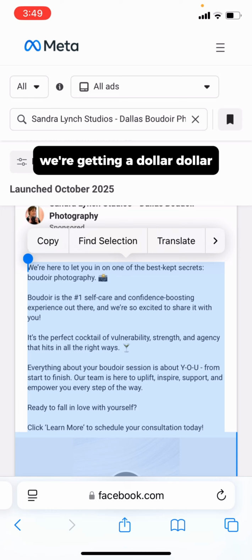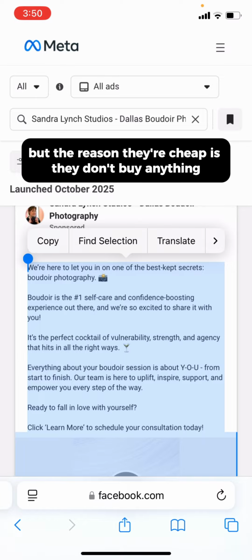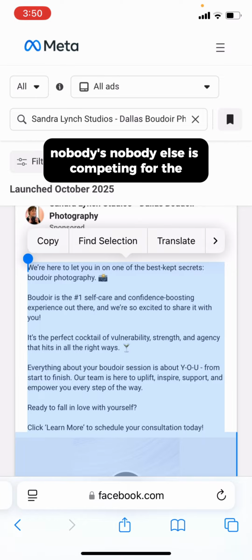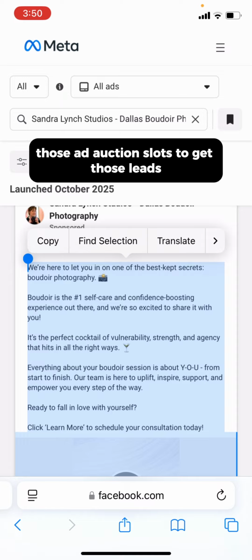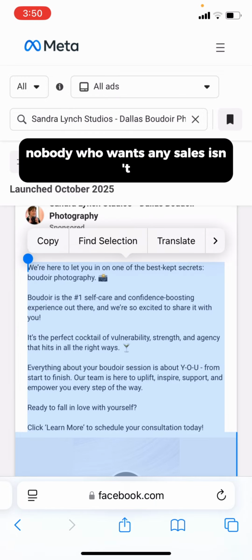And so, yeah, dude, we're getting the $1, $1.50, $2 leads. Yeah, but the reason they're cheap is they don't buy anything. Nobody else is competing for those ad auction slots to get those leads. Nobody who wants any sales is.